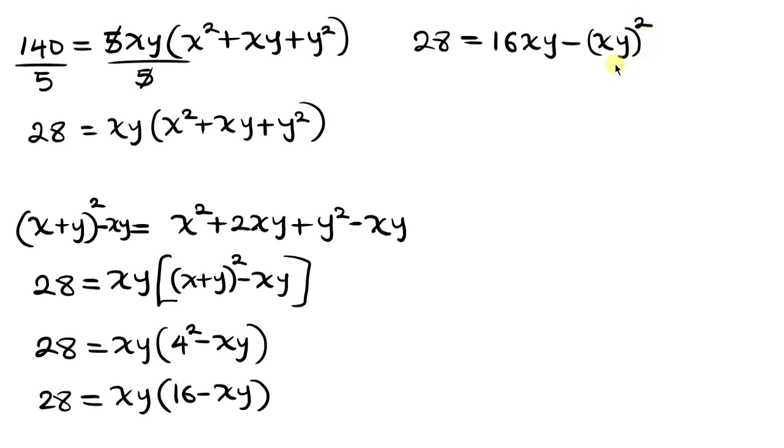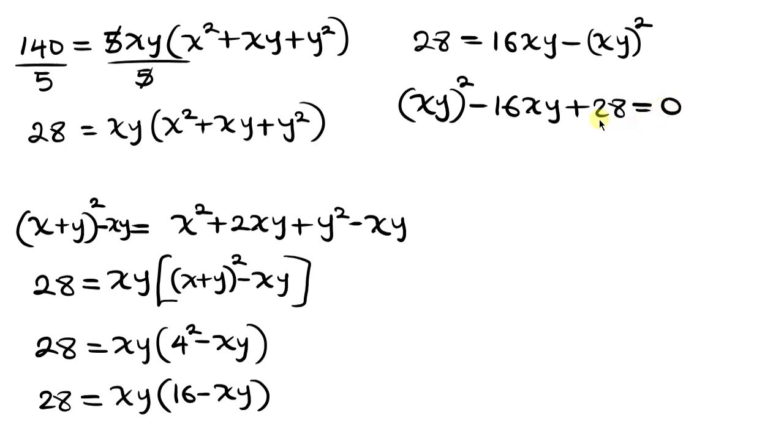Our next step will be for us to rearrange this expression, since this expression is a quadratic equation in xy. So let's rearrange by moving everything on the right hand side to the left hand side. Starting with this, when negative xy all squared moves to the left, it becomes xy all squared positive. Now when 16xy moves to the left, it becomes minus 16xy. I've already got plus 28 here, and this is equal to 0.